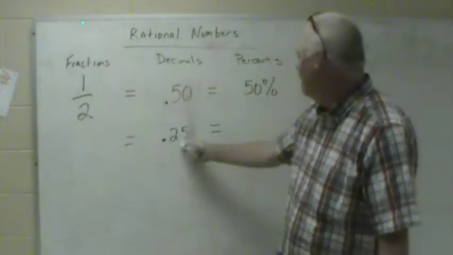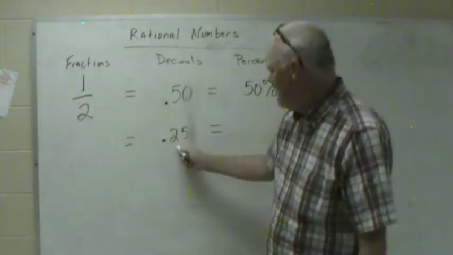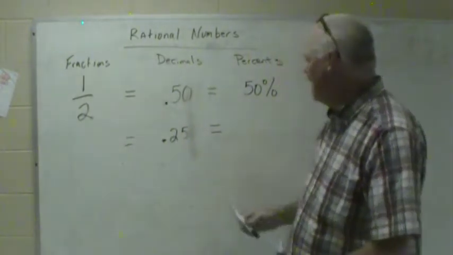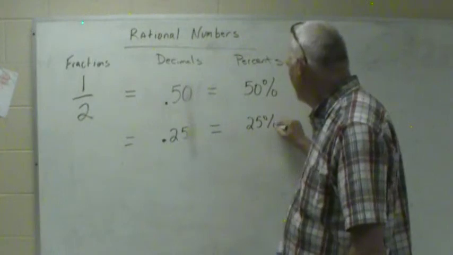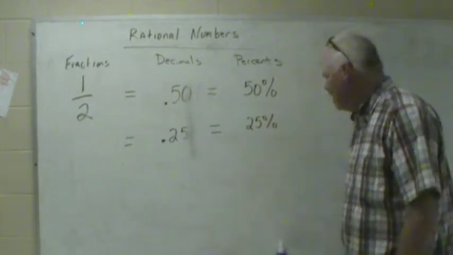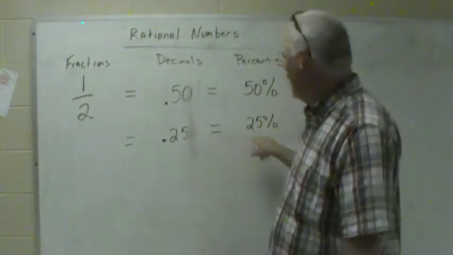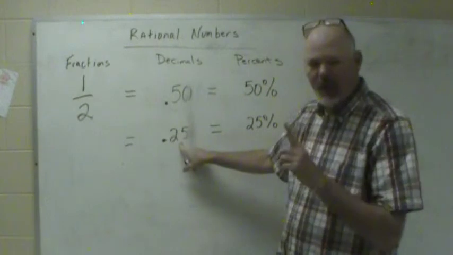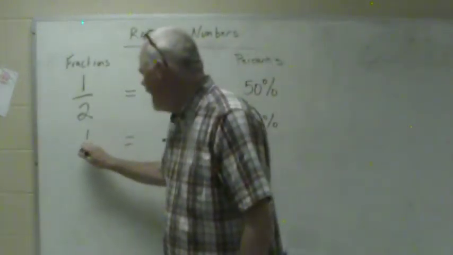Well, I would rather turn it into a percent first, because with percent, you just move the decimal two places to the right to go from a decimal to a percent. And that would be 25%. So think about money. If we had 100% of a dollar, we would have four quarters, right? But we only got one quarter. We got one out of four.